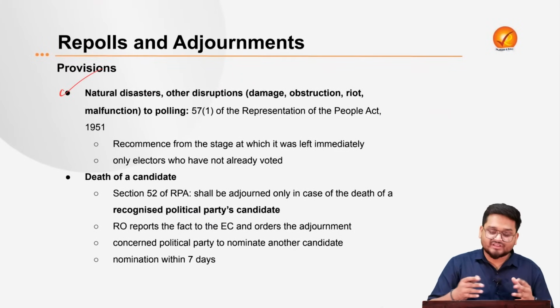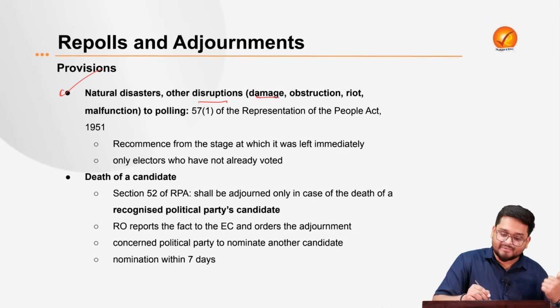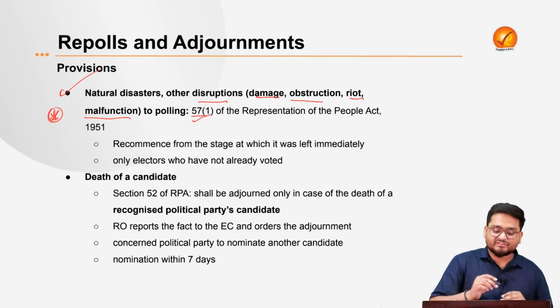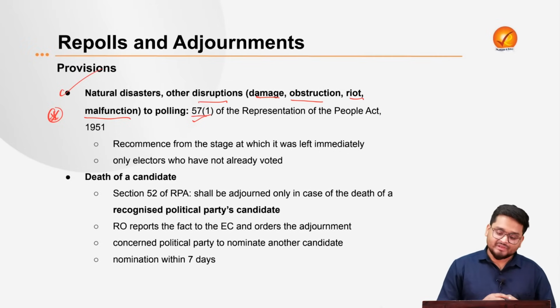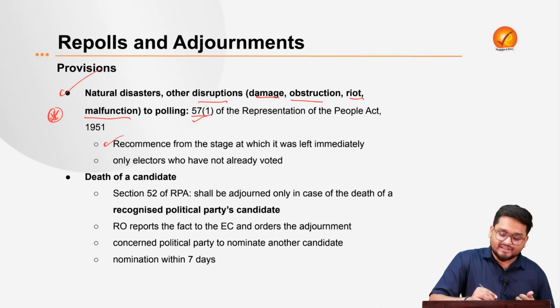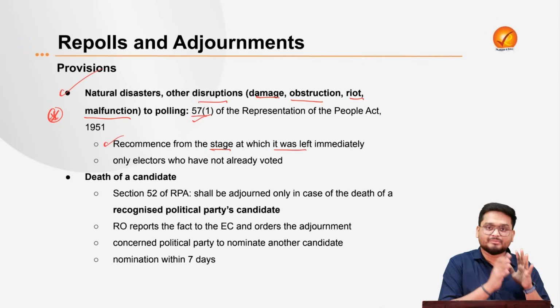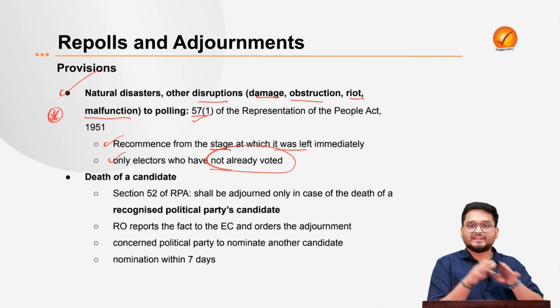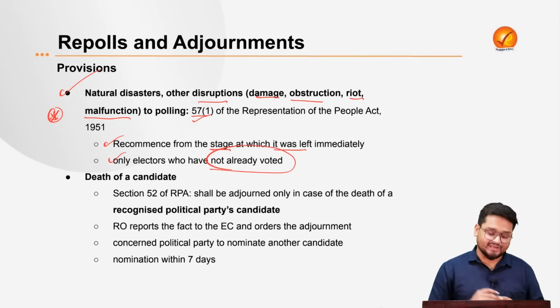Next, due to natural disasters or any other disruptions due to damage, obstruction, riots, or malfunctioning of, say, EVMs, according to Section 57 subclause 1 of the RPA, the elections can recommence from the stage at which it was left immediately, and only electors who have not already voted can vote when the election is started again.